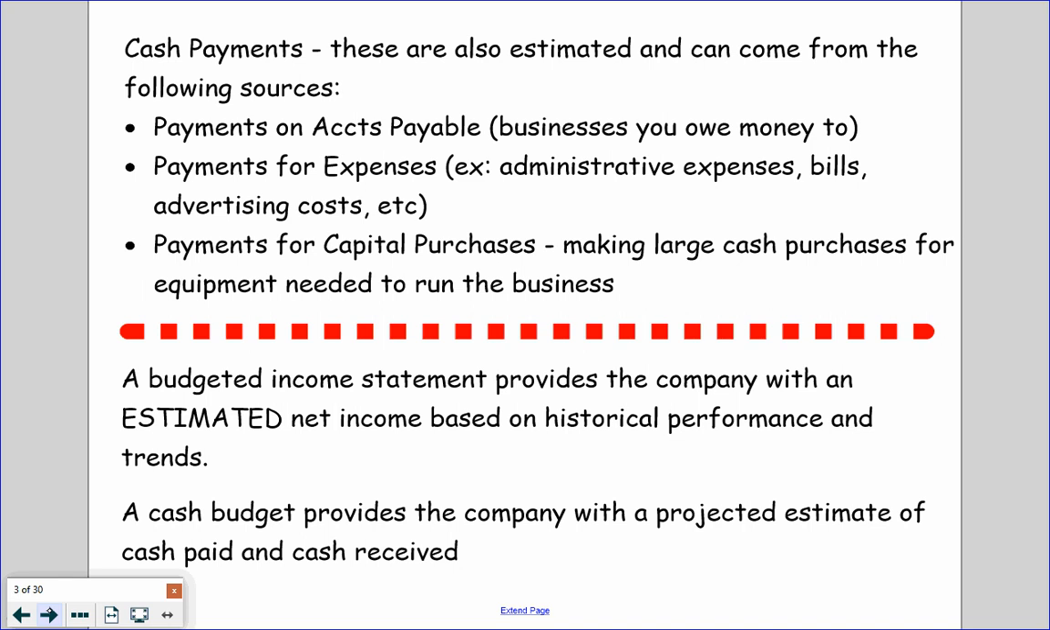So a budgeted income statement provides the company with an estimated net income based on historical performance. A cash budget provides the company with a projected estimate of cash paid and cash received. So we've got these two things happening. We've got an income statement and we've got a cash budget. The income statement is an approximation of net income. A cash budget is an approximation of cash on hand. Like how much cash do you think you're physically going to have in the business on a month-to-month basis?